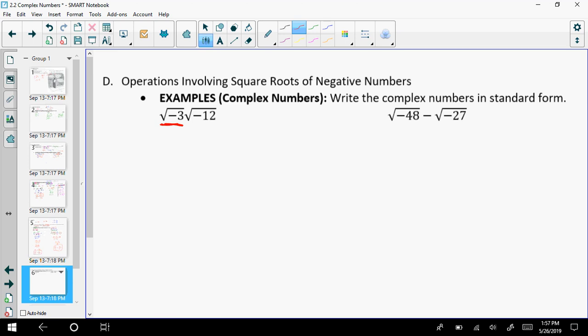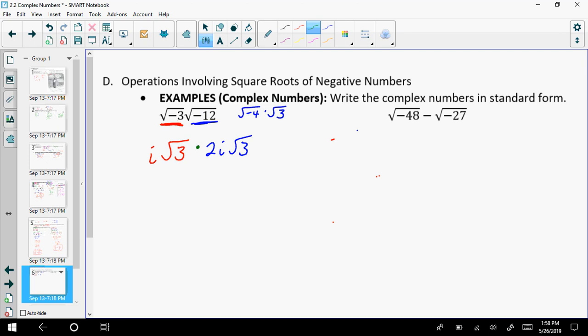Is 3 a perfect square? And you should say no, and there are no perfect squares in it besides 1. So the only thing I can do to simplify this first guy would be to take the negative out as i. Now the back one, 12 is not a perfect square, but there is a perfect square in it. So that would break into -4 and 3, which then if I take the square root of -4, I would get 2i square root 3.